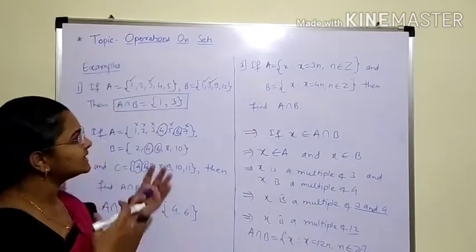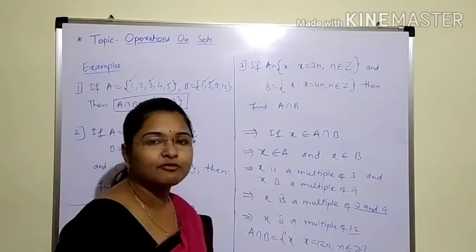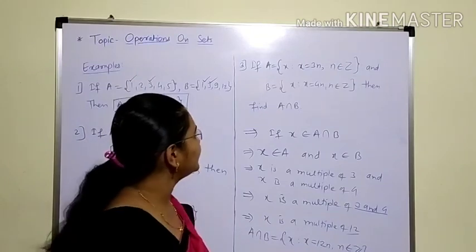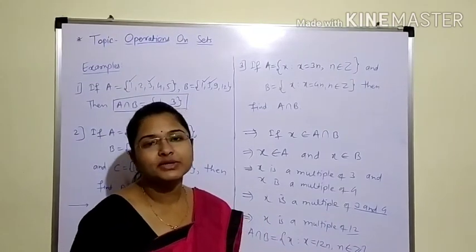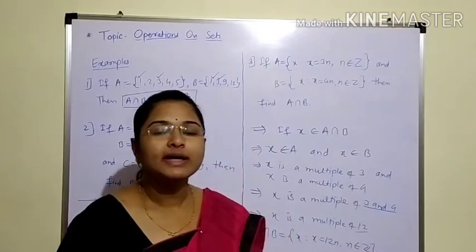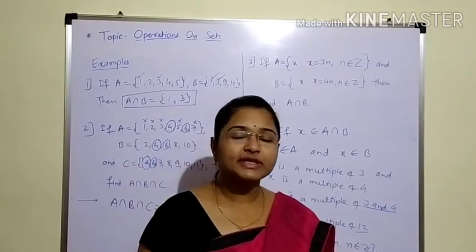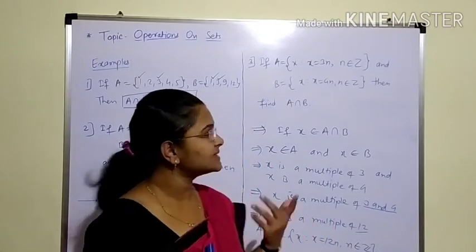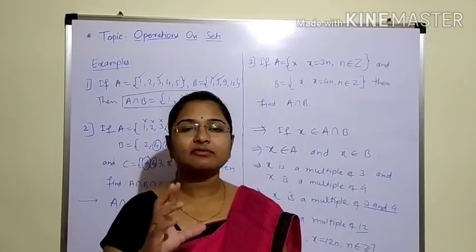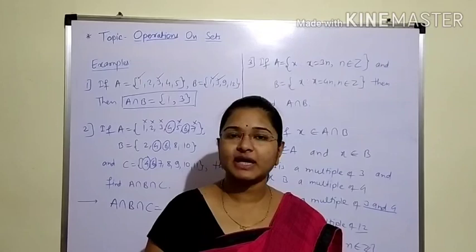Understood? If the sets are given in set builder form, then also we can write their intersections or unions. So in this way we have studied union of two sets, intersection of two sets, examples we have seen, and the concept of Venn diagrams also we have seen.